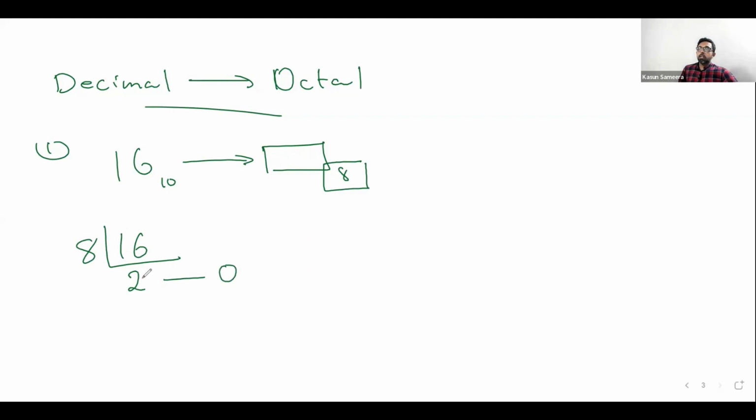Is 2 divisible by 8 again? No. Then you can stop here, or you can divide by 8. It will be 0, remains 2. Right. You can stop here. Then your answer will be 0 2, or you can stop from here. Again the same answer, 2 0. Basic. Got it? Right.